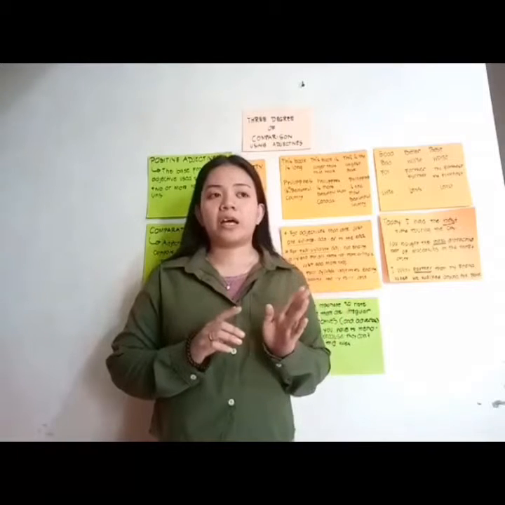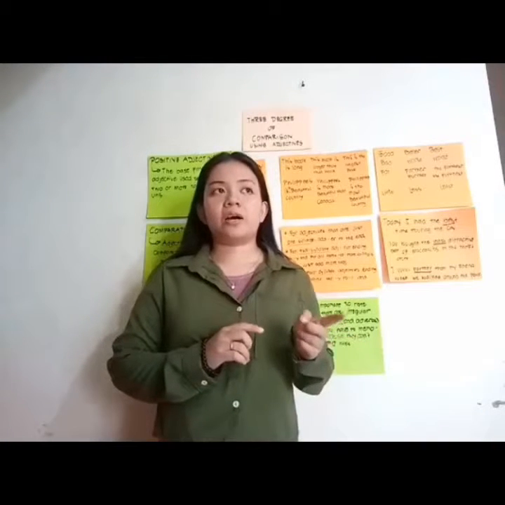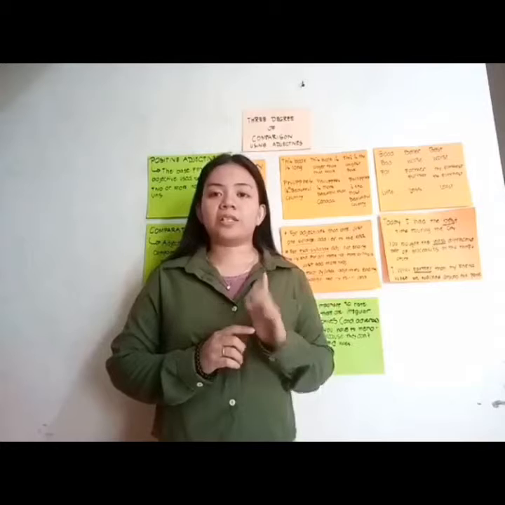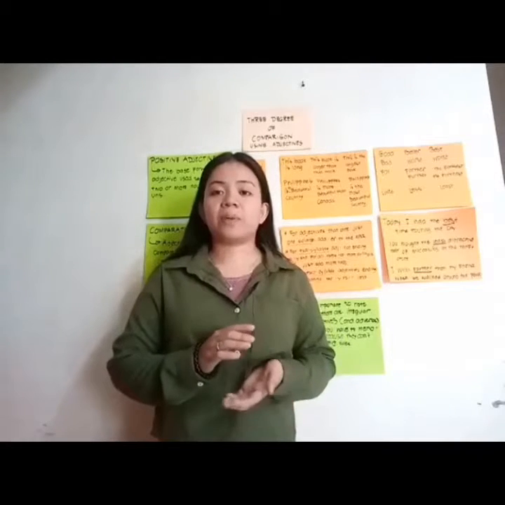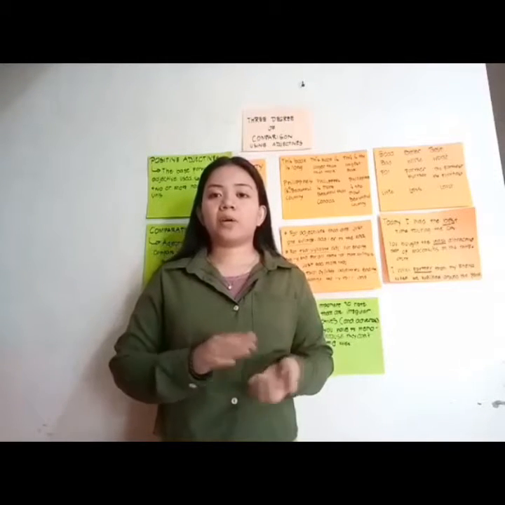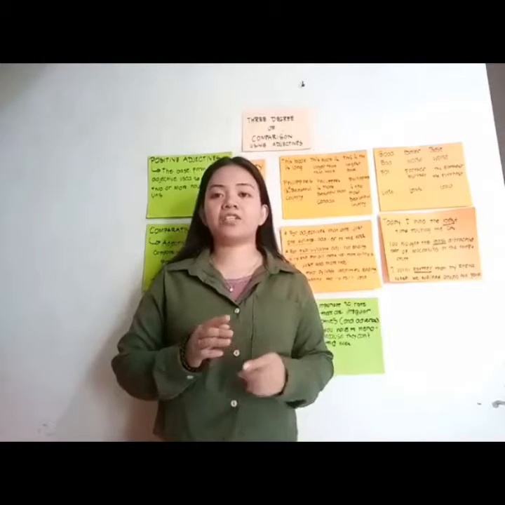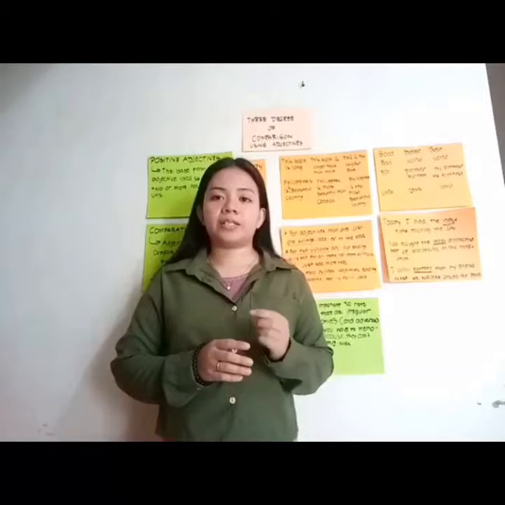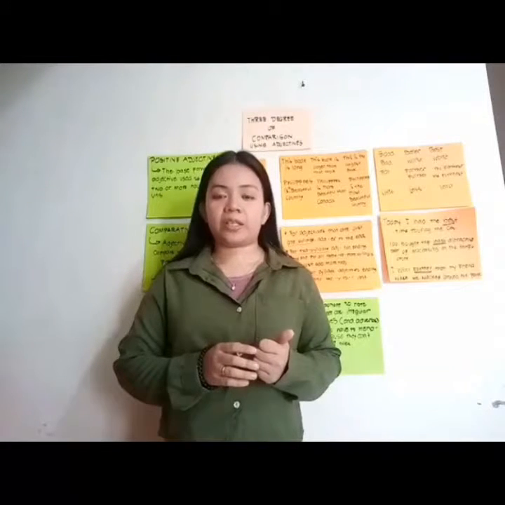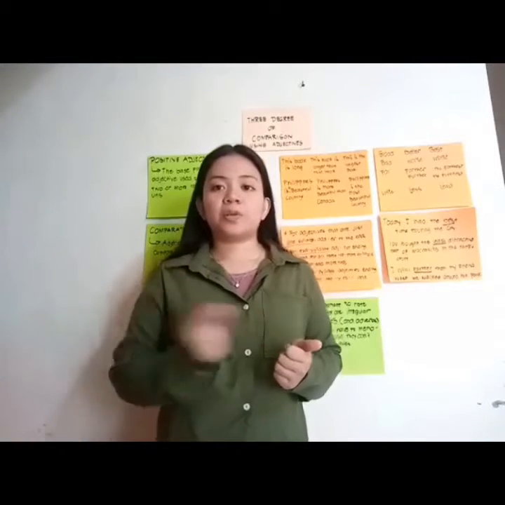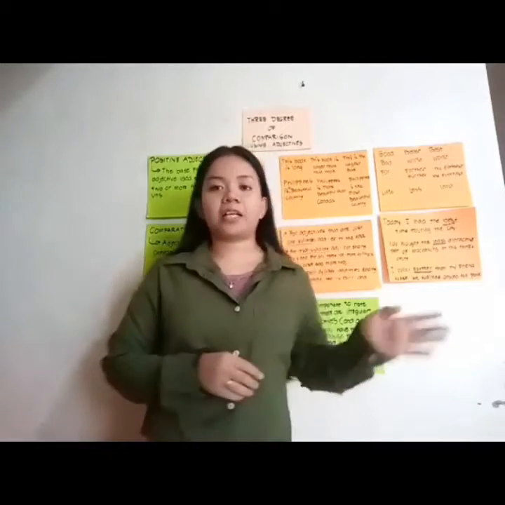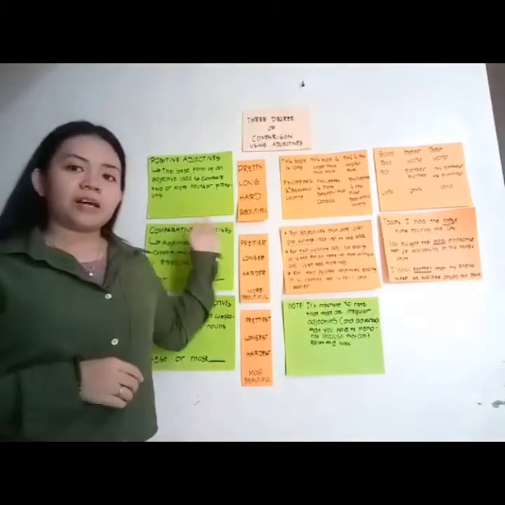The lowest point on a scale is known as the positive adjective or the positive form. The middle point is known as the comparative form, and the highest point is known as the superlative point or superlative form.